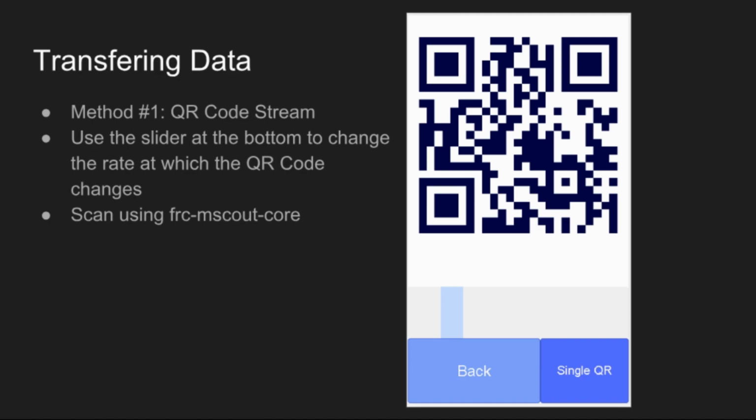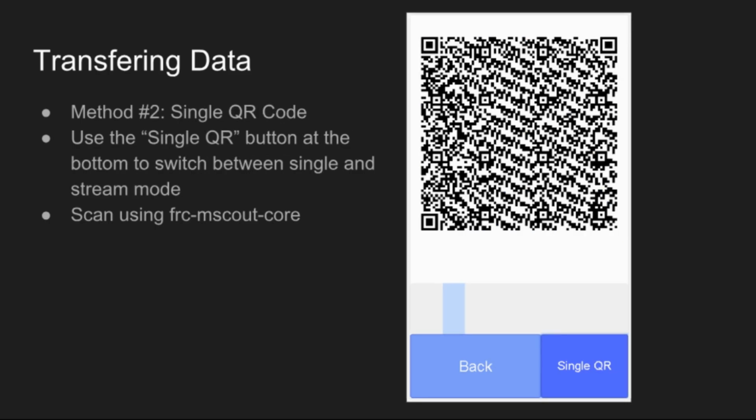The slider at the bottom allows you to change the rate at which it changes. So if you want it to go fast, you bring it back over here to make it go really fast. If you have a really tough time getting it to scan, then you slide it over so it's a little bit slower, so the program can actually go through and scan it, right? And so this is the program that's being used to scan the thing. That's the first method of how we're transferring data, right? The second method is we can use a single QR code. So if you hit the single QR code, it'll toggle you between that and the flashing QR code series called QR code stream. Yes?